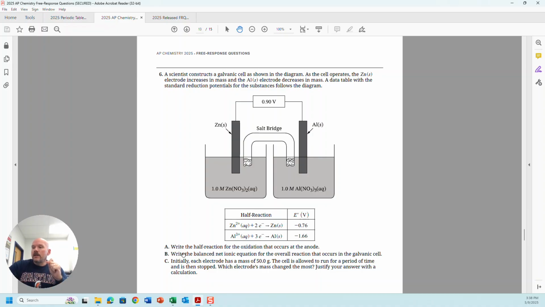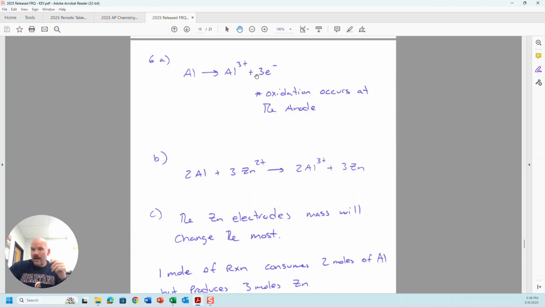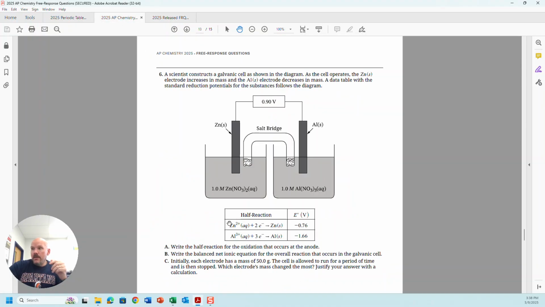Okay, so then it's just asking you to write a net ionic equation for the overall reaction that occurs. So remember, the electrons completely have to cancel. So we have to reverse this reaction, right? Just like we did here, right? So that's our oxidation half reaction. And then this is our reduction half reaction. But before we add them together, the moles of electrons have to cancel out.